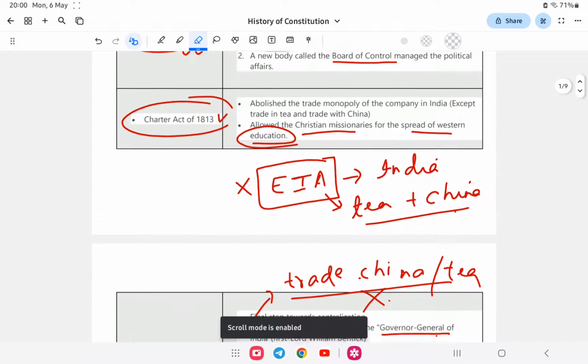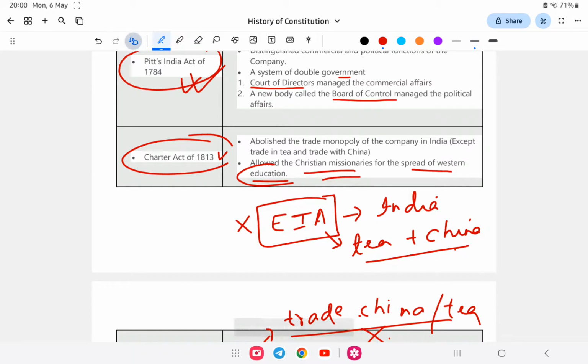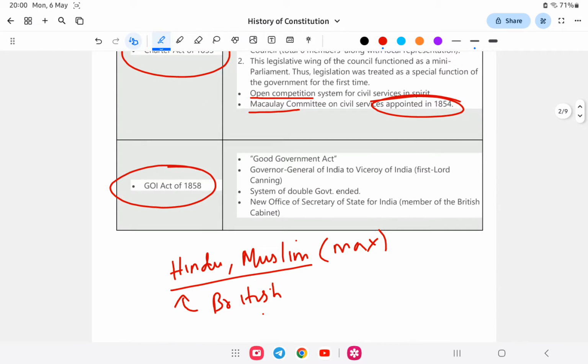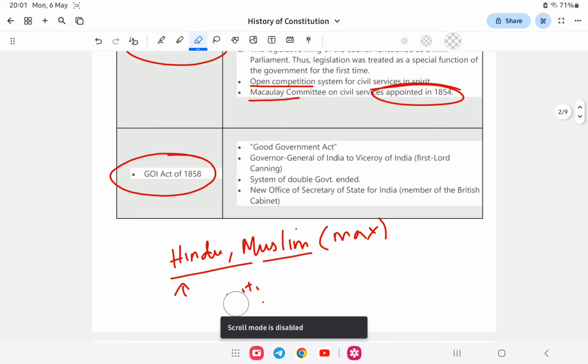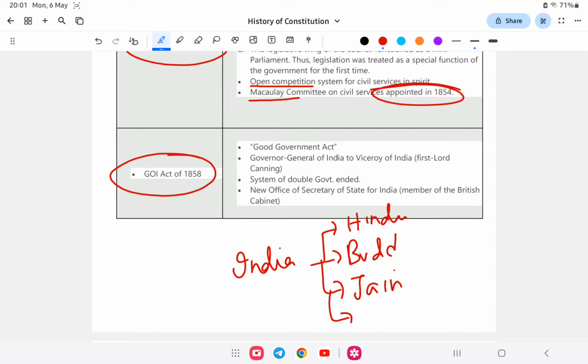We can see that in the Charter Act of 1813, Christian missionaries were allowed in India. That means they tried forcible conversion, bringing Christianity to India. Some of it was good, but mostly it backfired, because India already had many religions: Hindu, Muslim, Buddhist, Jain. India is the fountainhead of many religions: Hinduism, Buddhism, Jainism and the Ajivika sect. The origin of many religions can be traced back to India.